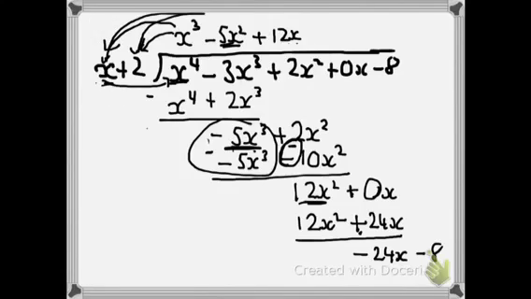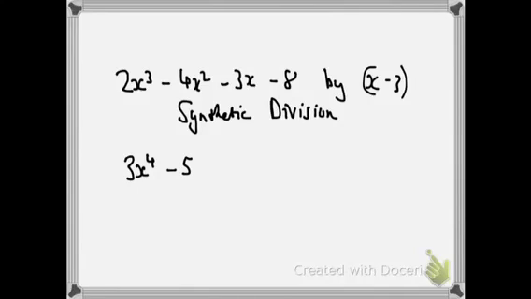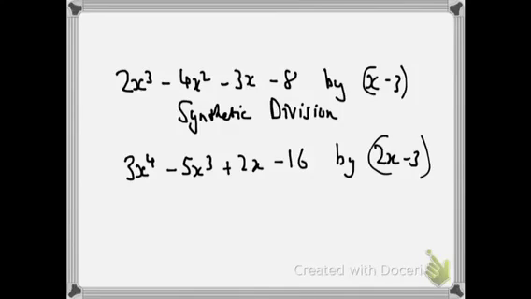Alright, so two methods of doing it: long division and also synthetic division. Now which method to use? Well, if you're dividing, say, 2x cubed minus 4x squared minus 3x minus 8 by x take 3, I would definitely use synthetic division for that type of problem. Much quicker, much easier, and the answer gets done in a minute or two, or even less. If I was going to divide 3x to the power of 4 minus 5x cubed plus 2x minus 16 by 2x minus 3, in that case I would definitely use long division.